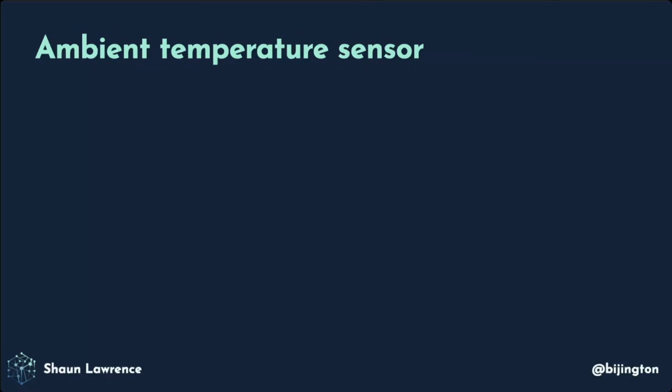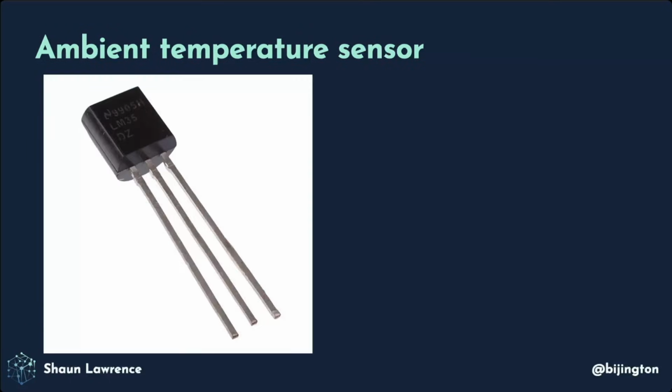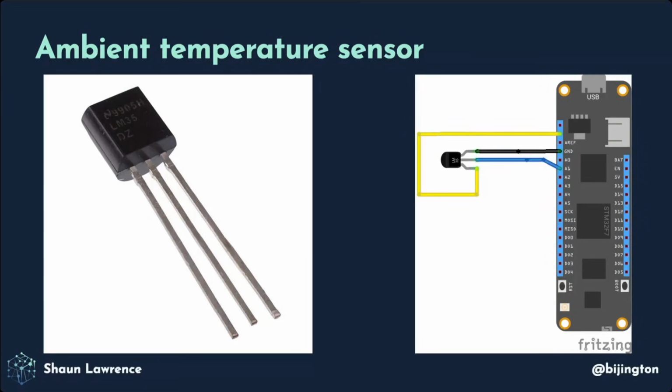Okay, so the first piece of hardware that we're going to interact with is an ambient temperature sensor, like you can see on screen, and we can wire it up to the board much like this. Essentially, you wire up between positive and ground, and it will then return you a voltage based on the current temperature. Like I say, this will be the first interaction, so let's go and actually take a look at this in code.